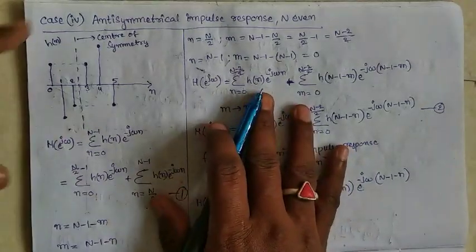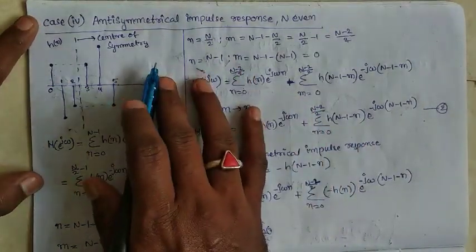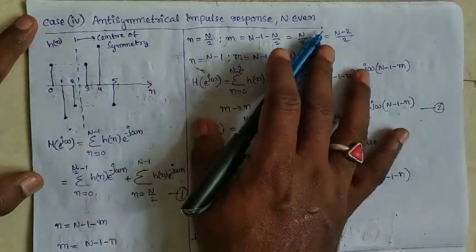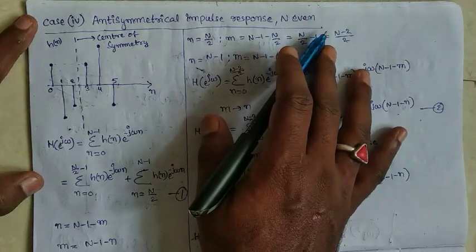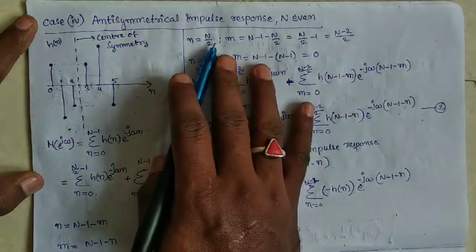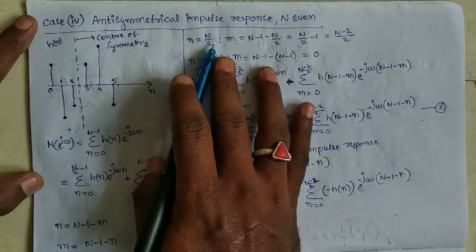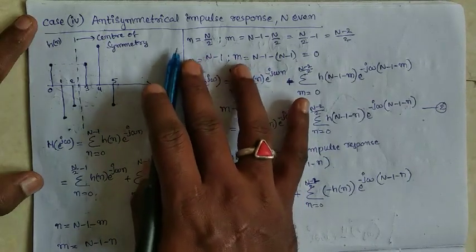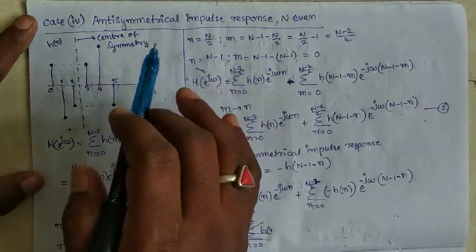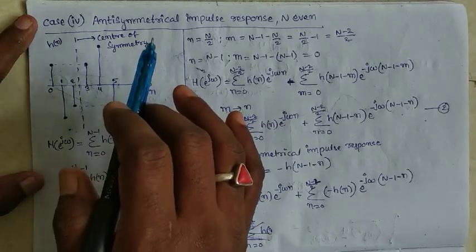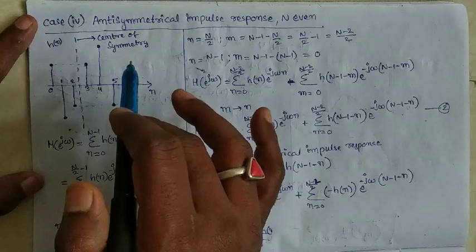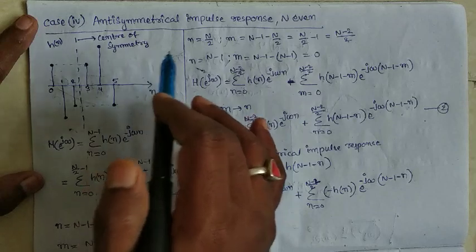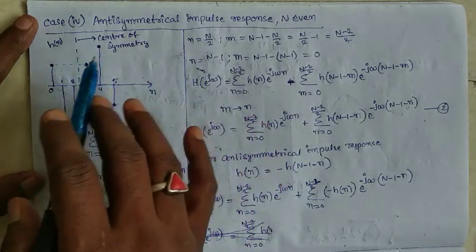In this lecture, we are going to find the frequency response of FIR filters with anti-symmetrical impulse response, capital N even. Here I am considering capital N equal to 6, which is an even number. We are representing the impulse response of the FIR filter with this capital N value. The impulse response h of n contains capital N samples, so with capital N equal to 6, h of n contains 6 samples.